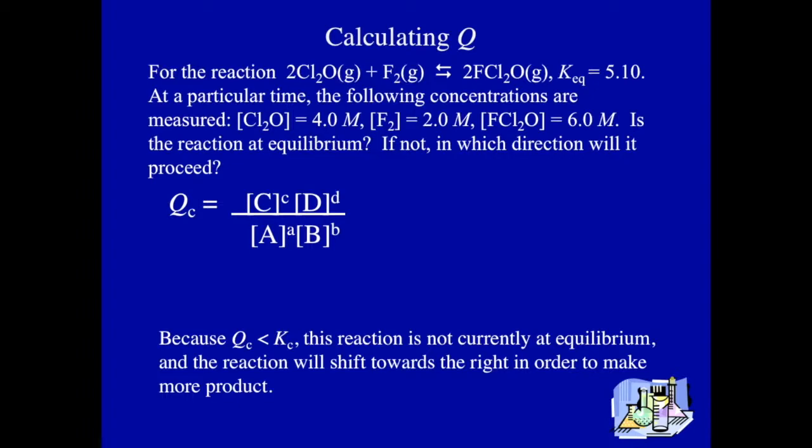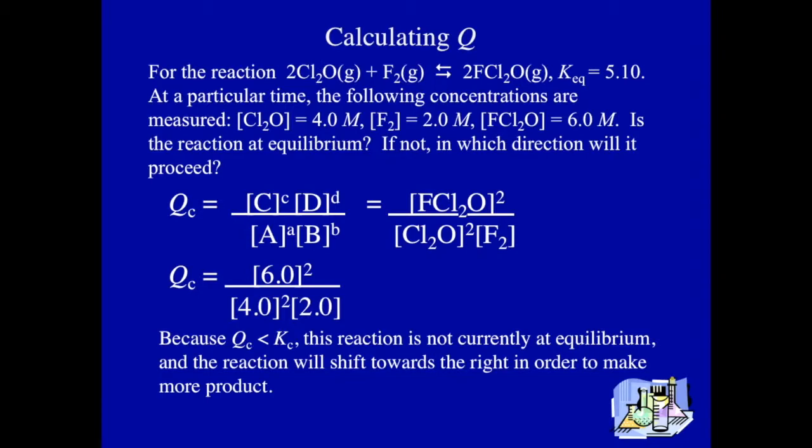You do not need to worry about what each of these letters mean. It's all KEQ, and it's all Q as a reaction quotient. So I'm calculating my reaction quotient based on my concentrations. This is my product. These are my reactants. I have to raise these to the power of their coefficients, and then I end up getting 6 squared, which is 36, over 16 times 2, which is 32, which gives me a number of 1.125.